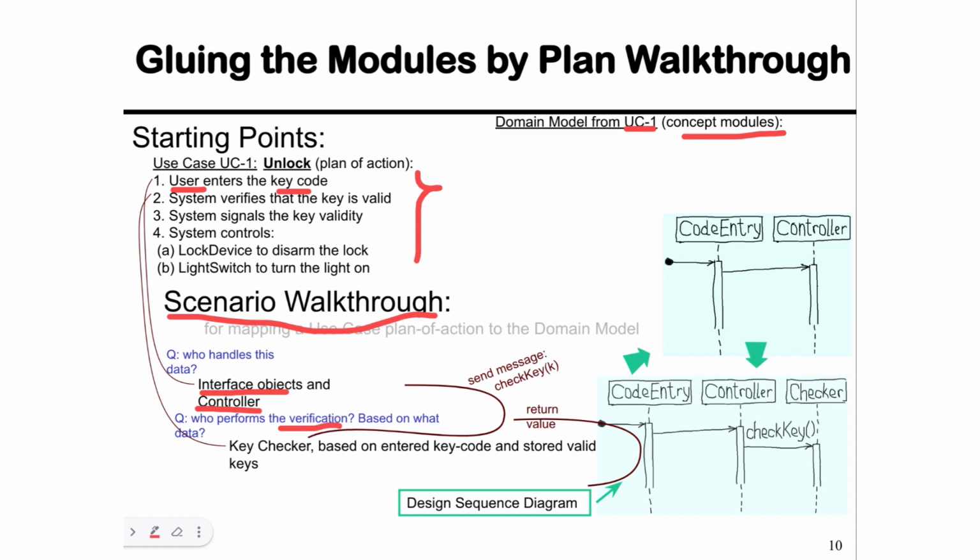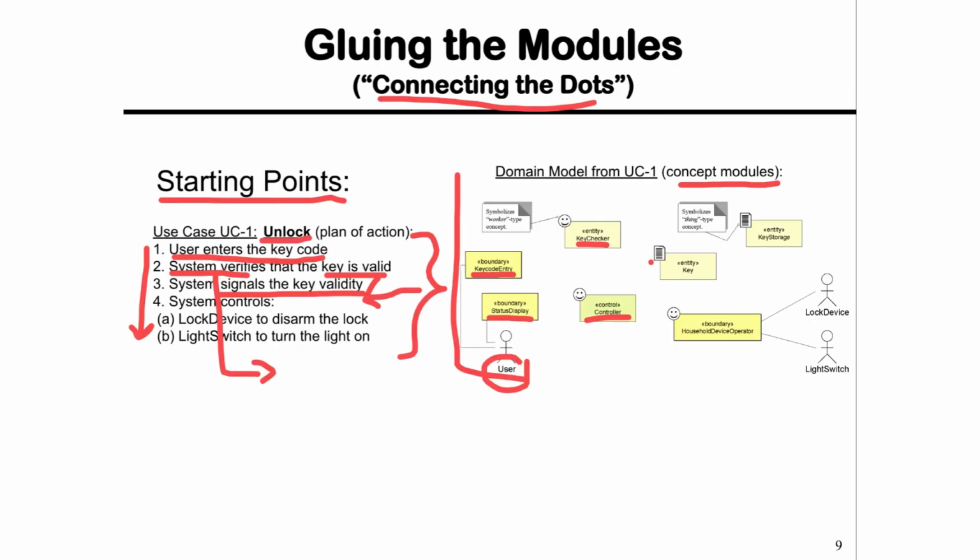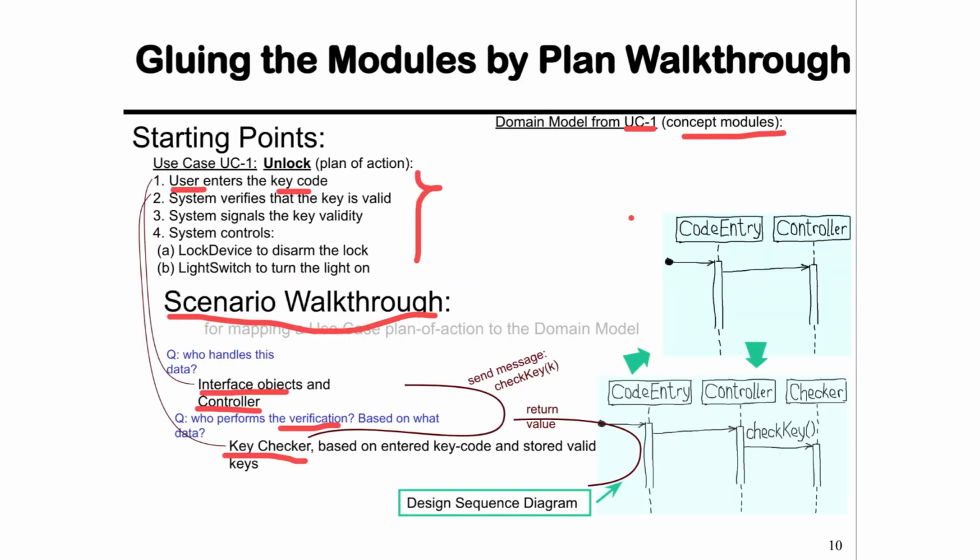The other question, who performs the verification? Depending on this one. So these are questions that you should come up with by yourself, depending on the nature of the use case or the problem domain. Okay, so who performed the verification? Based on what data? So the key checker verifies. We already identified the key checker here as a verifier, right? We also gave it a name called key validator or key verifier. Again, based on the entered key code, the data will be the entered key code.